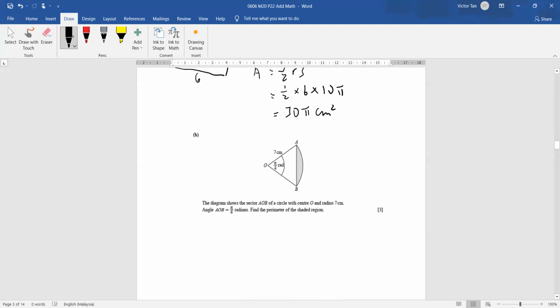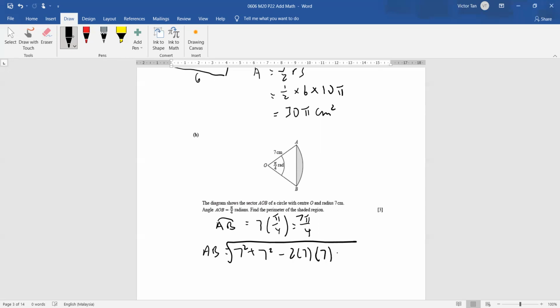The diagram shows the sector AOB of a circle with center O and radius 7 cm. Angle AOB is pi over 4 radians. Find the perimeter of the shaded region. Arc AB is 7 times pi over 4, which is 7 pi over 4. Chord AB using the cosine rule is 7 squared plus 7 squared minus 2 times 7 times 7 cos pi over 4. Okay.